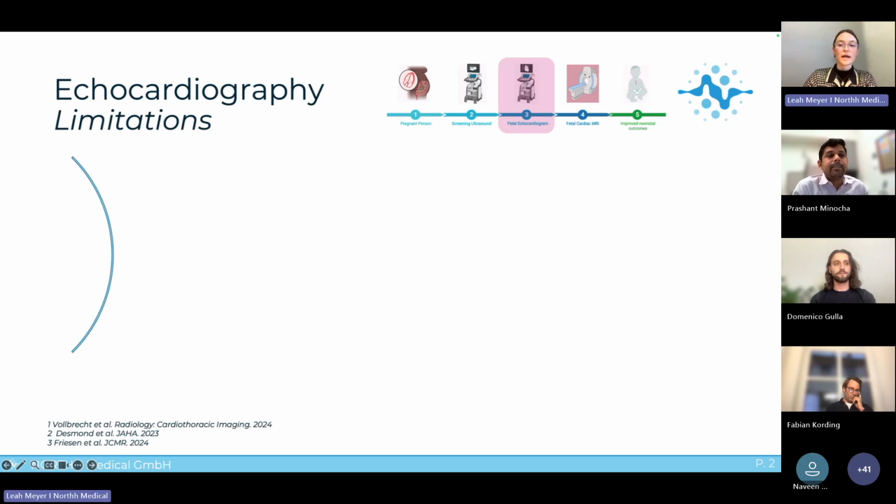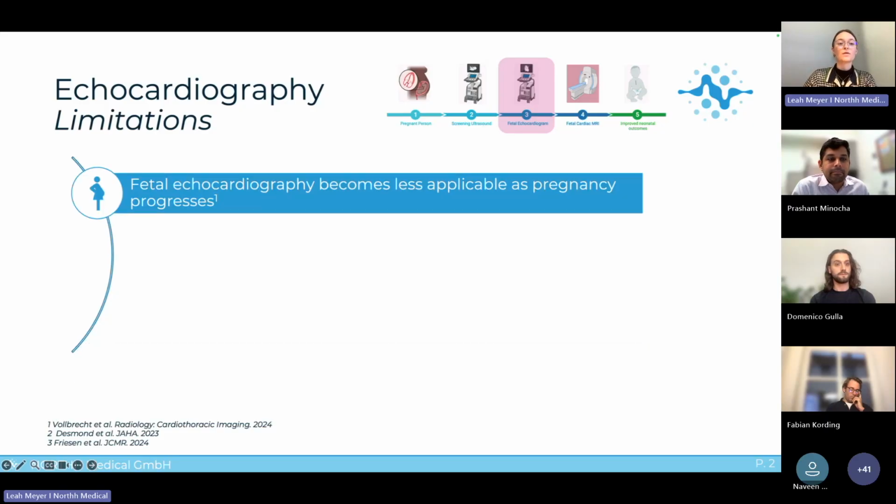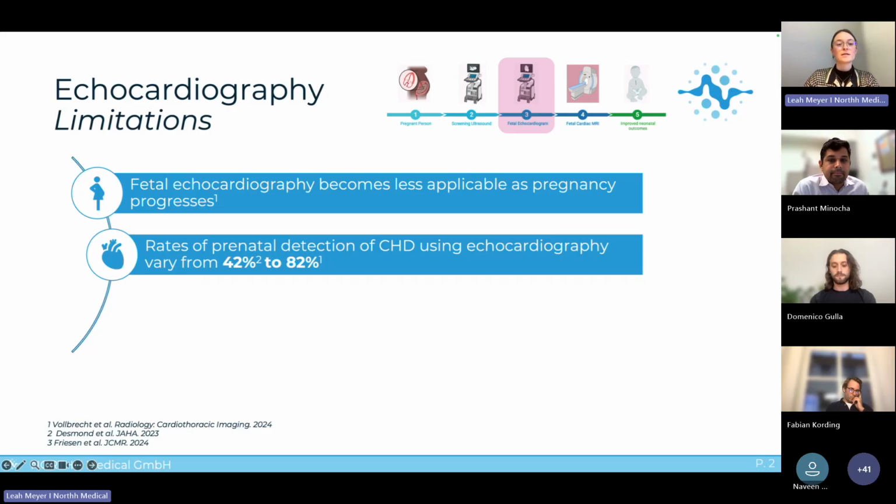So of course, echo is and remains the gold standard in prenatal imaging, but it also has some limitations. So fetal echo becomes less applicable as the pregnancy progresses. The rates of prenatal detection of CHD using echo vary from 42 to 82%. And of course, this can have different reasons, from different expertise of the clinicians doing the echo, or also the specialized centers, or even operator dependent limitations.